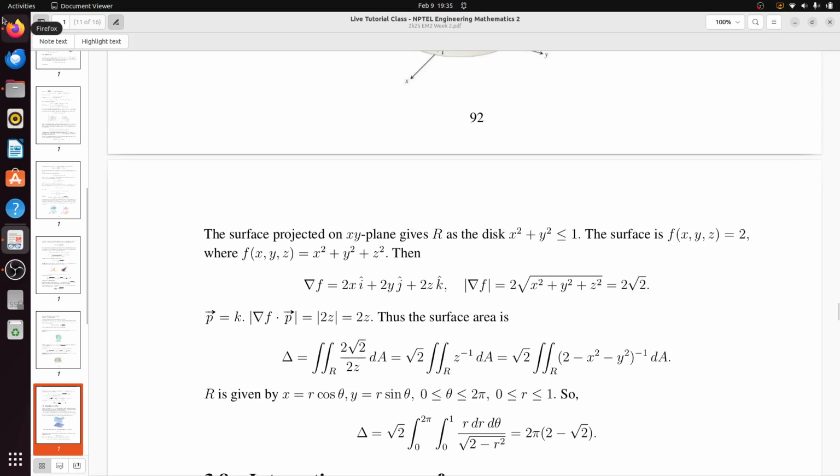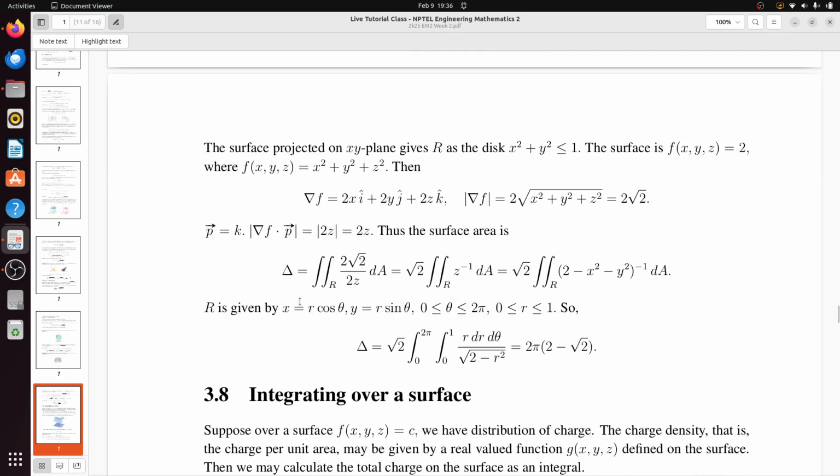So what is grad f? Grad f is 2x i cap plus 2y j cap plus 2z k cap. What is modulus of grad f? Modulus of grad f is 2 square root of x square plus y square plus z square. So that will give you 2 square root of 2. Now what will be your p cap? Your p cap will be grad f dot p vector into k cap. So that will be modulus of 2z.